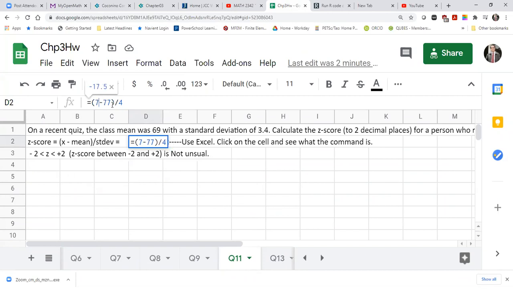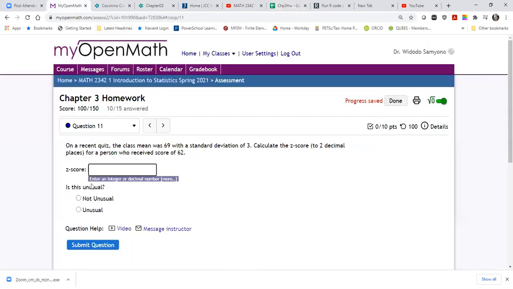So 62, 69, divided by 3. So you can see here, if the data is between -2 and 2, it is considered not unusual. Okay, so because -2.33 is in this interval, right? So the answer is not unusual. Okay. So the answer is this one.